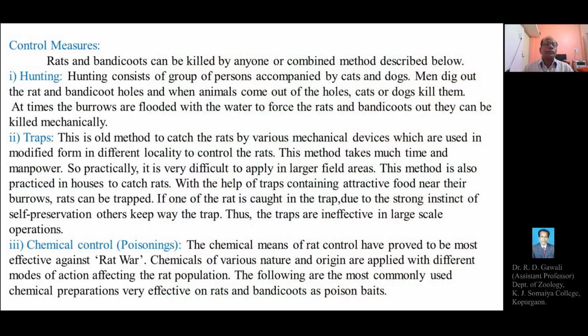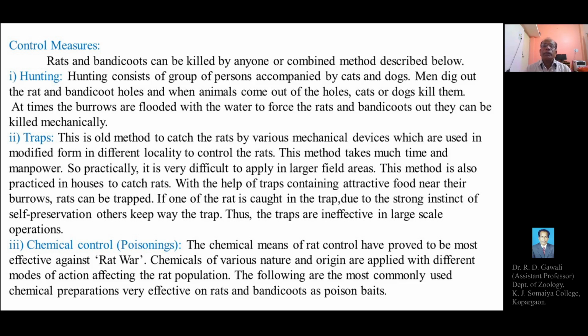Then control measures. Rats and bandicoots can be killed by any one or combined methods described below. The first method for the control of the rat is hunting. So hunting consists of a group of persons accompanied by cats and dogs. So pet animals or domestic animals like cats and dogs can be used for the hunting of the rats. So this requires a group of persons with cats and dogs.